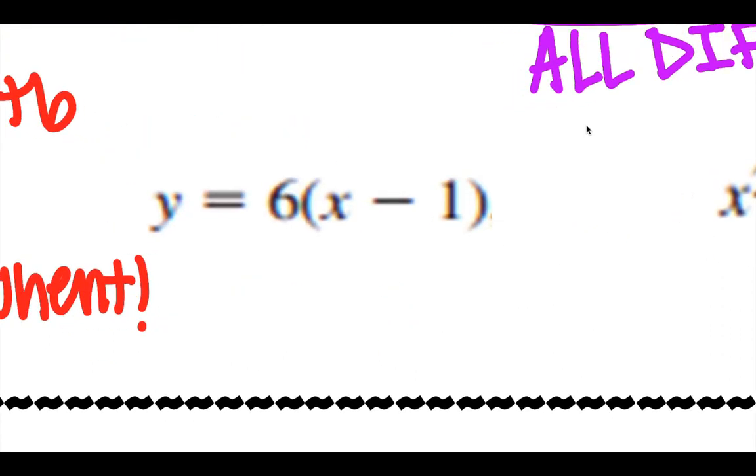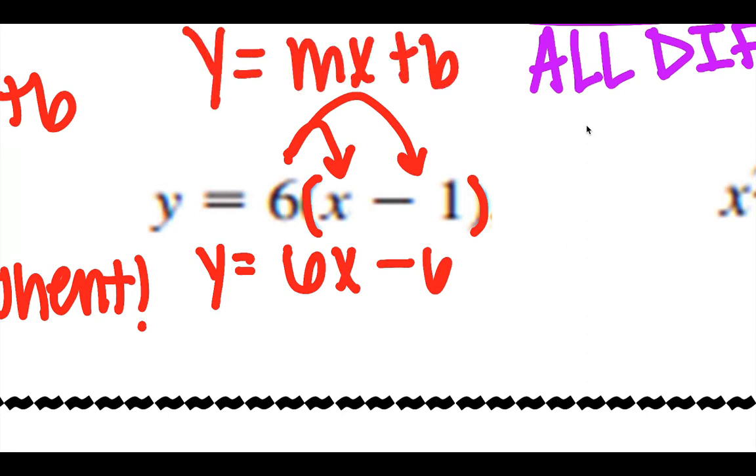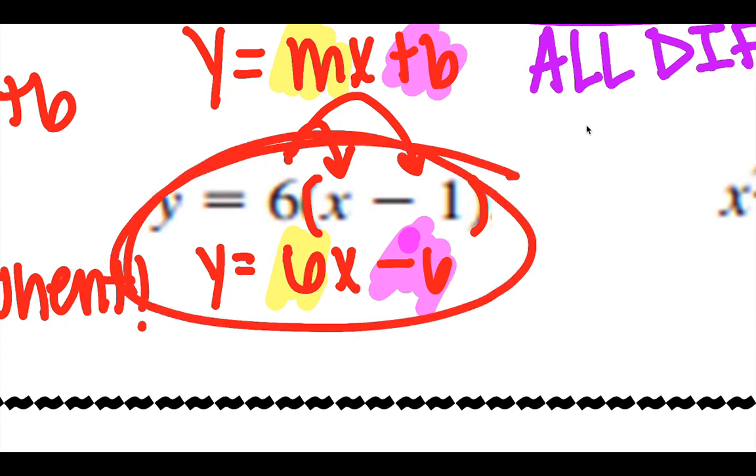This guy. What I want to do first is simplify him to make him look a little bit prettier. Anytime we have parentheses, we know we have to simplify. So I'm going to multiply that 6 out. Y equals 6 times x is 6x. 6 times -1 is -6. Y'all, this looks exactly like y equals mx plus b. There's my m. There's my b. That is perfect. So yes, this is a function.